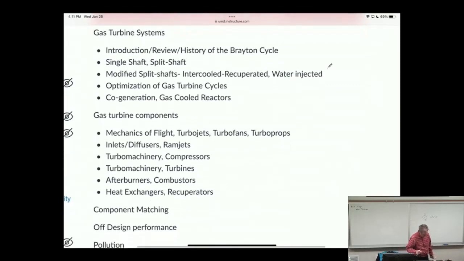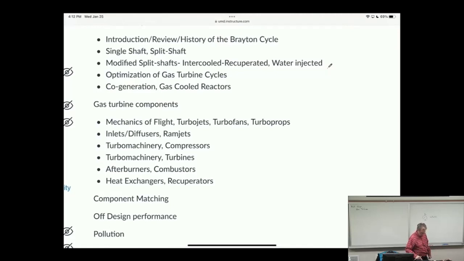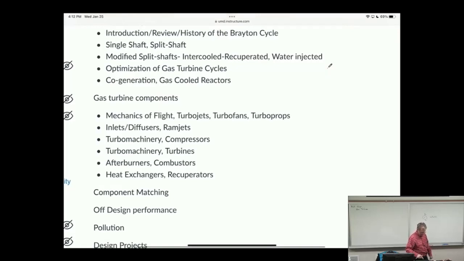Turbines, I'm not going to spend a lot of time on, because basically the compressor is the more finicky engine. It's a lot easier to let a gas expand because it wants to than to keep it bottled up. So compressors are definitely the pain, and turbines are not so bad. Afterburners are nothing more than combustors, and then we have heat exchangers.